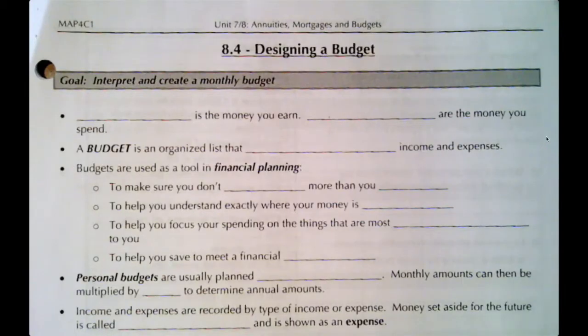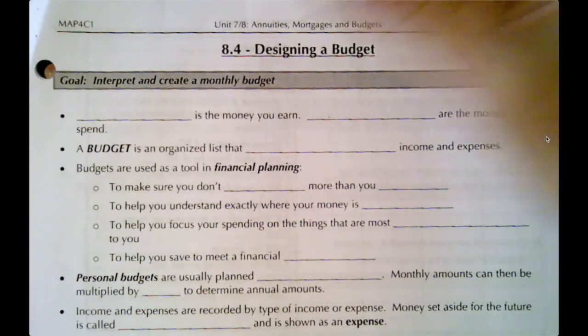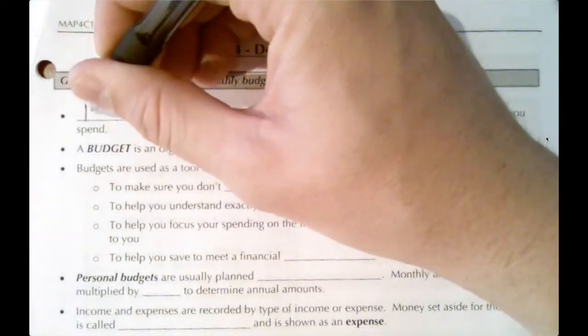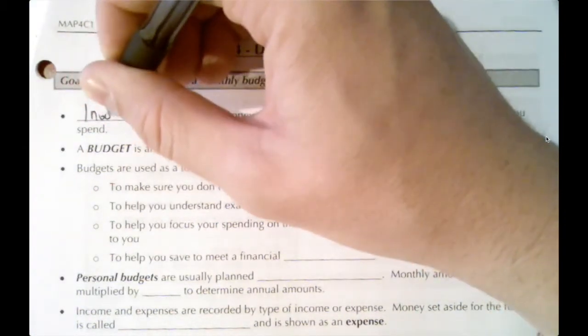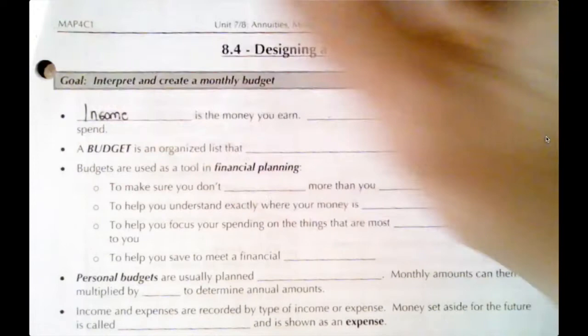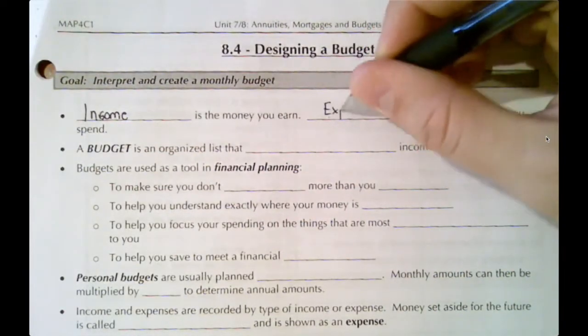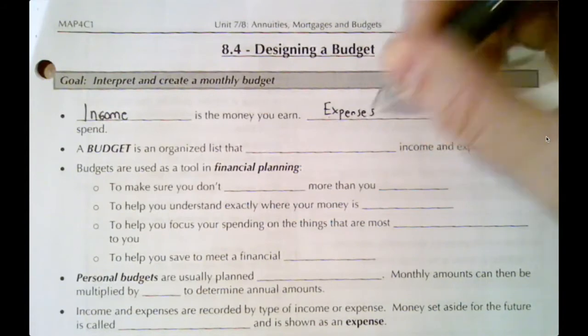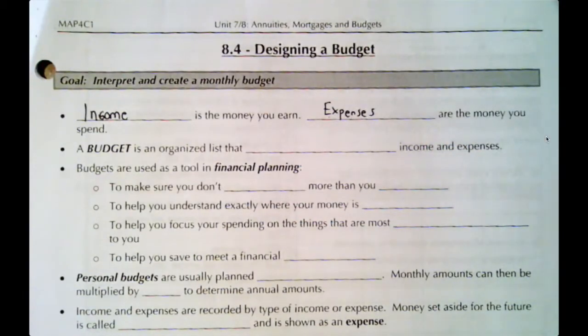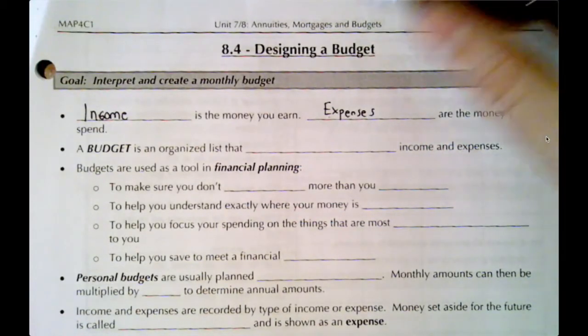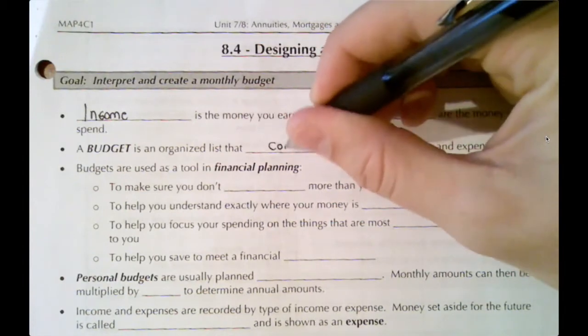Okay, this is lesson 8.4, and in this lesson we're going to look at designing a budget. When designing a budget, there's two things we need to consider: income and expenses. Income is the money you earn, and expenses are the money you spend. A budget is an organized list that's going to compare your income and your expenses.